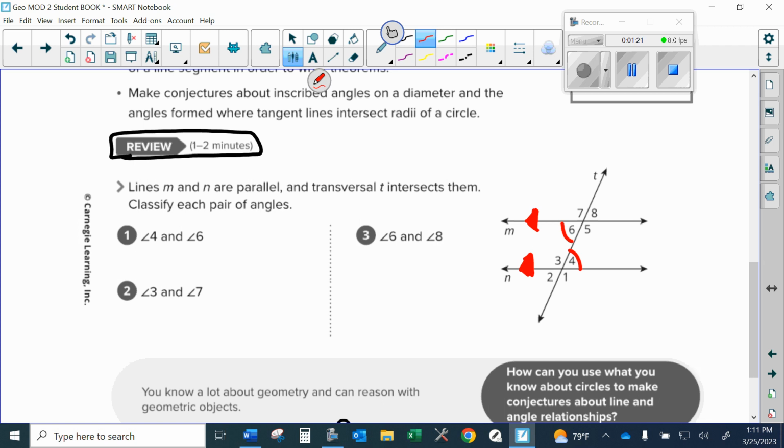Angles 4 and 6 are called alternate interior angles, AIA. Remember, they're interior because they're inside the parallel lines. 3, 4, 5, and 6 are interior angles. Remember, the word alternate means diagonal from each other. The other pair of alternate interior angles is 3 and 5.